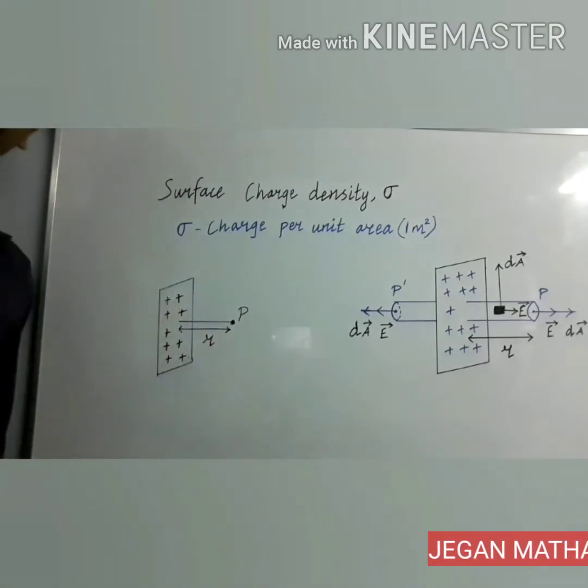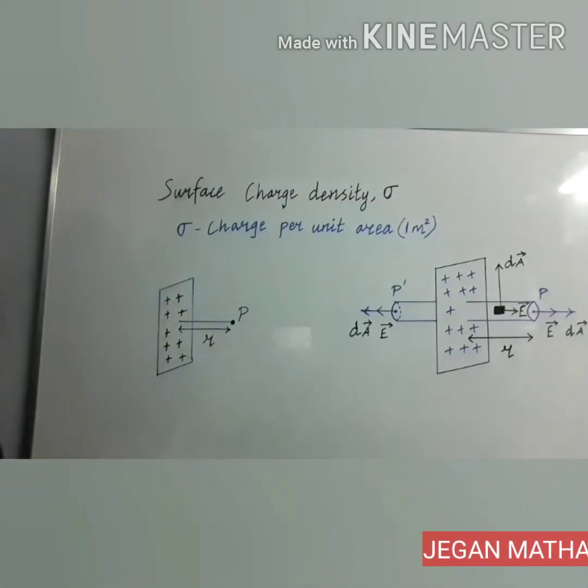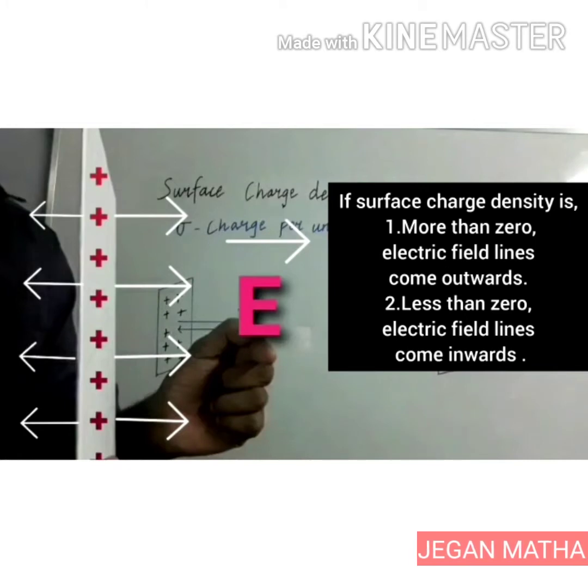Further, we are going to use the Gauss law. The direction of electric field lines in the charged plane sheet is shown here. Since the sheet has positive charges, the electric field lines come out of the sheet. Suppose it has negative charges, the field acts inwards.